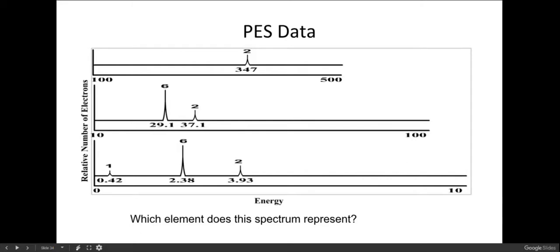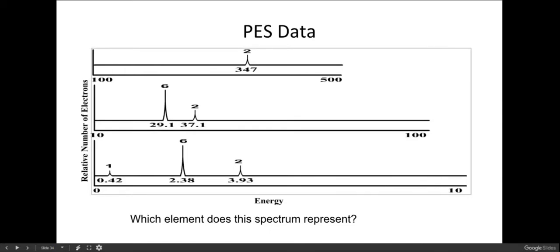Hallelujah. So what can we tell here? Well, again, peak height is relative number of electrons. And on these graphs, it's pretty simple because they've given you numbers that relate to the peak height. But don't expect to see those on the AP exam. So you have to look at the relative peak heights.